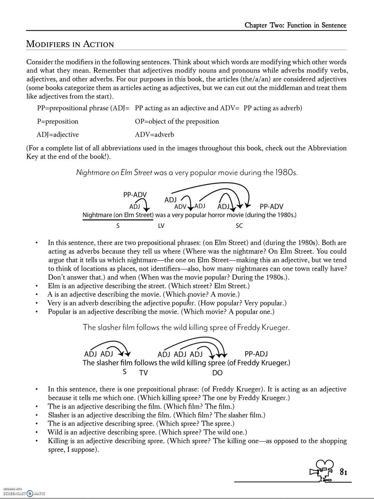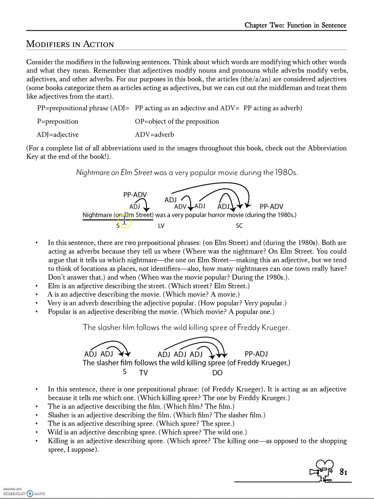Now, the rest of this chapter shows you modifiers in action. So you start to see the structure that this book uses in terms of terminology. So PP written over something means prepositional phrase. It would be acting as either an adjective or an adverb. P by itself is a preposition. OP is the object of the preposition. ADJ is going to be adjective, and then ADV is going to be adverb.